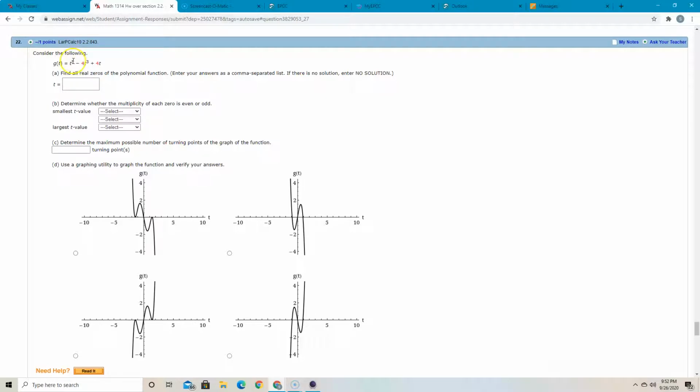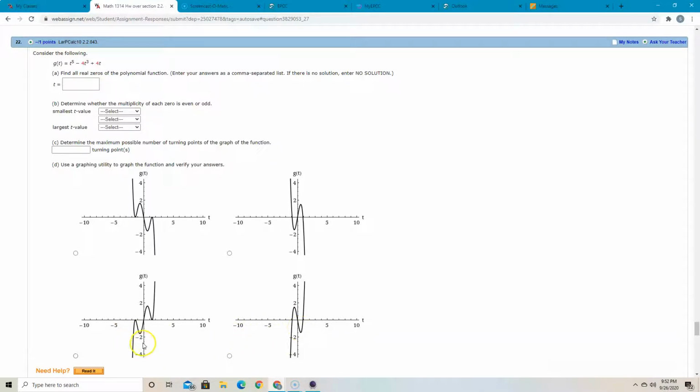This is odd degree. Odd degree means the tails, the end behavior, are opposing each other. And since it's a positive 1 in front of this highest degree term, the leading coefficient is positive 1. Positive means, remember, the left tail has to be going downward and the right tail has to be going upward. So like this one, the left tail is going up, so this one's out. The left tail is going up, this one's out. So it's either this one or this one. The left tail is going down. The right tail is going up. So it's either this one or this one.